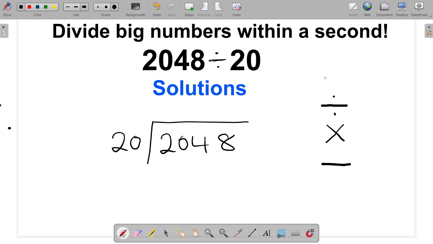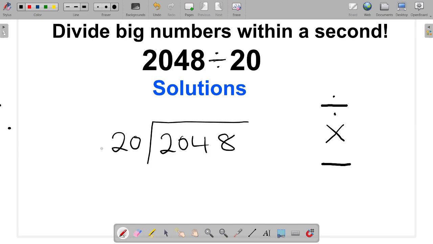The three operations that we'll be using to get the division done within a second. The first operation is division, the second one multiplication, and then the third one subtraction. So let's look at the first one, division. We take the 20 and find out how many times 20 fits into the numbers in the bracket.